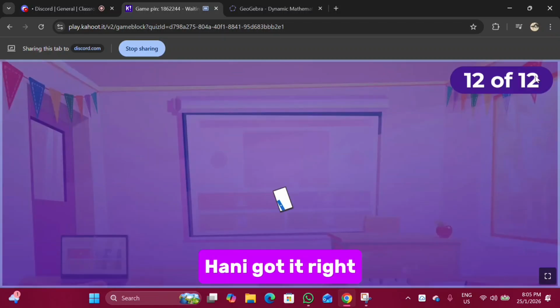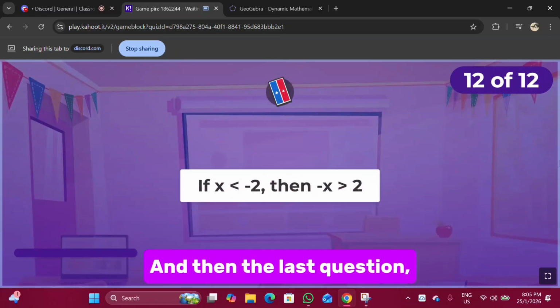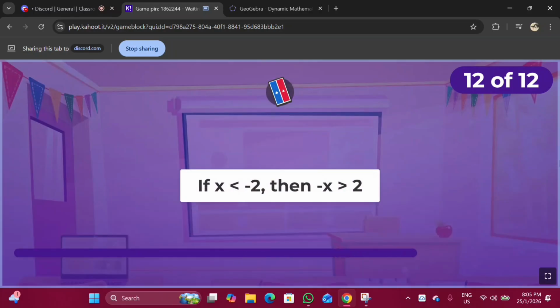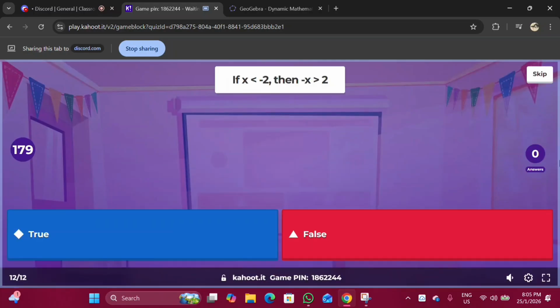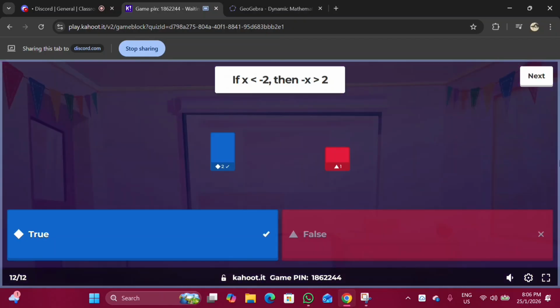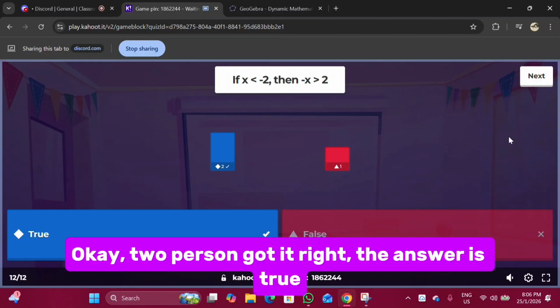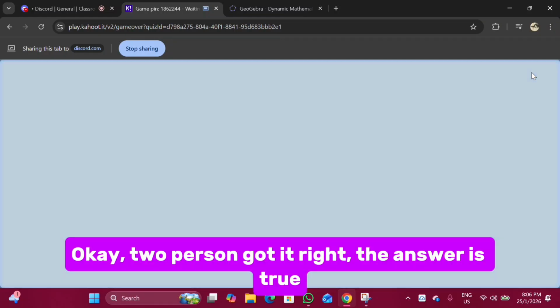Honey got it right. And then the last question, if x is less than negative 2, then negative x is more than 2. The blue one is true and the red one is false. Okay, 2 people got it right. The answer is true.